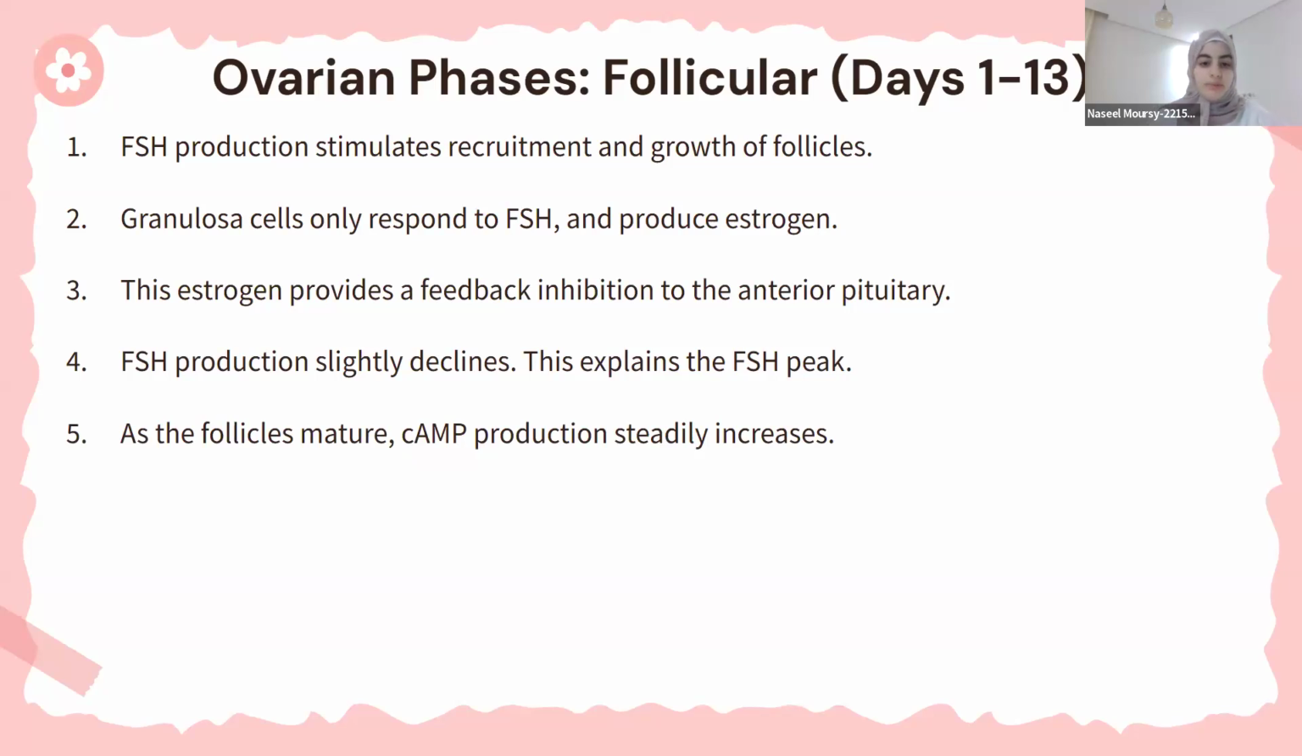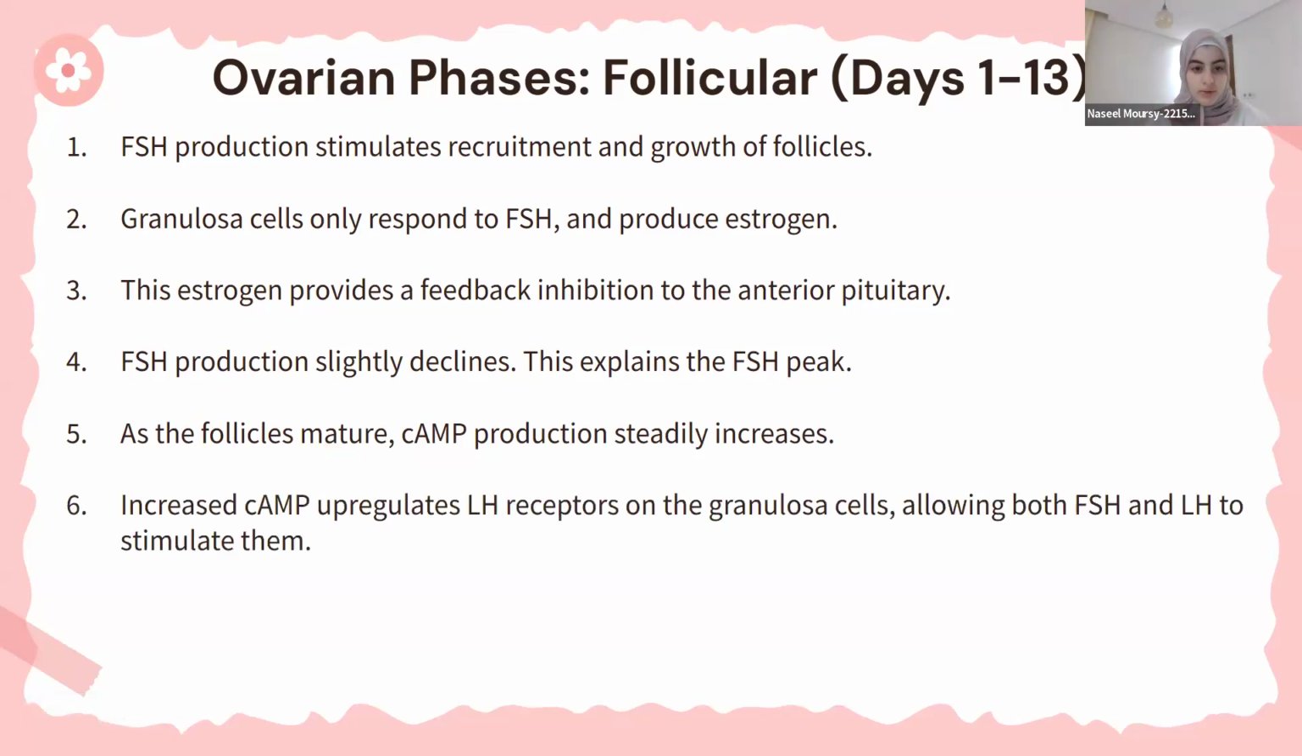So how does that happen? Because the granulosa cells are being constantly stimulated by FSH, the amount of cyclic AMP in the granulosa cells starts increasing. And this stimulates LH receptors to go to the surface of granulosa cells. And so now the granulosa cell will be able to respond to both FSH and LH. Okay, so increased cyclic AMP upregulates LH receptors on the granulosa cells, and it allows both FSH and LH to stimulate them.